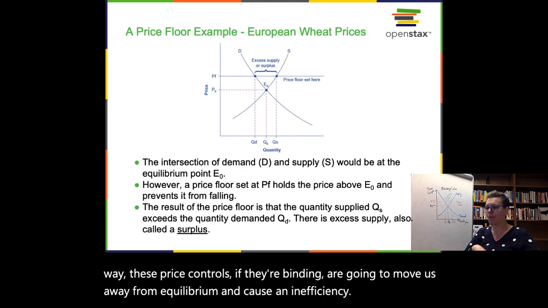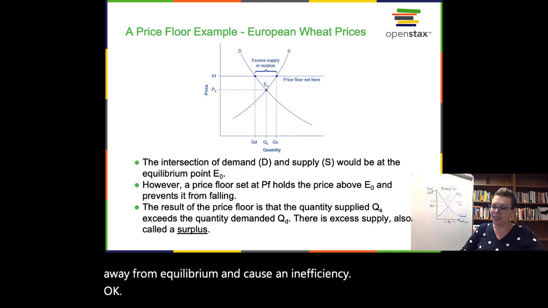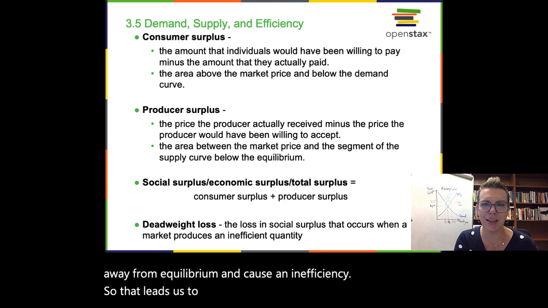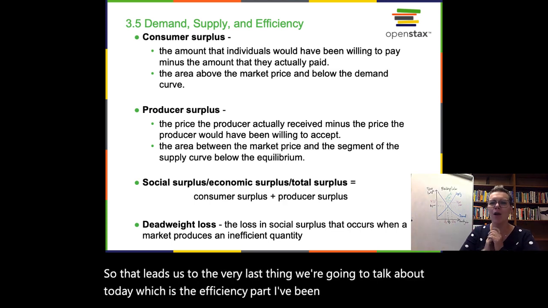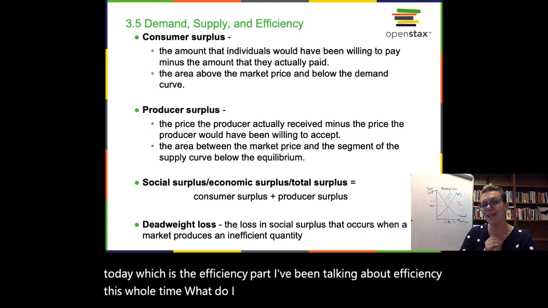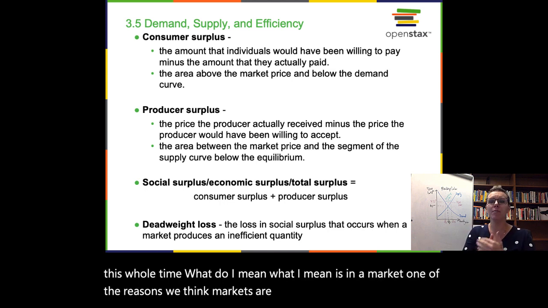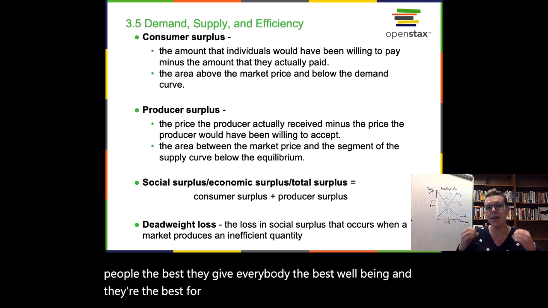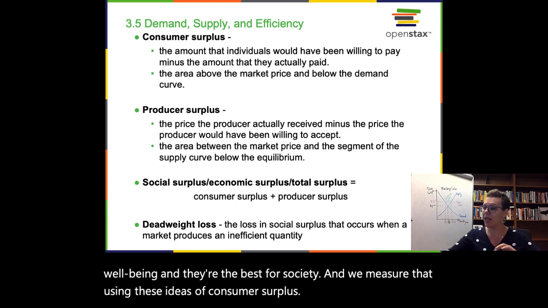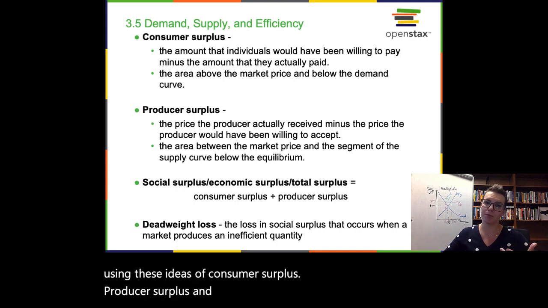Okay? So that leads us to the very last thing we're going to talk about today, which is the efficiency part. I've been talking about efficiency this whole time. What do I mean? What I mean is, in a market, one of the reasons we think markets are so efficient is because they give everybody the best well-being, and they're the best for society. And we measure that using these ideas of consumer surplus, producer surplus, and social surplus, or total welfare.